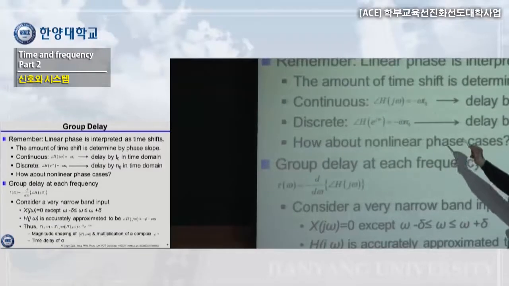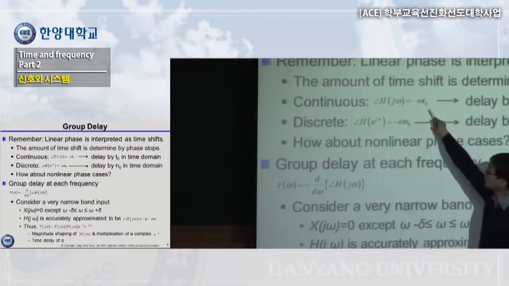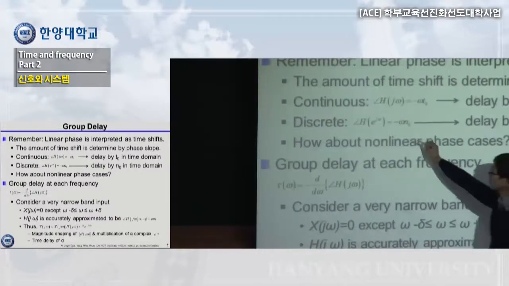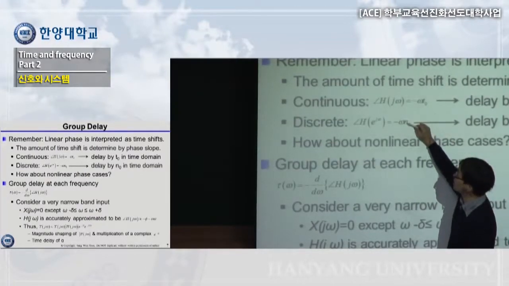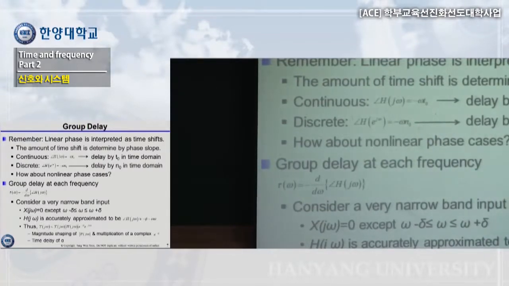So from this relationship, in case of continuous time, which is shown here, they delay by t0 in the time domain. Meaning that the slope of this relationship determines how much they shift in time. Likewise, in discrete time, t0 changes to n0, which corresponds to n in discrete time, delayed by n0 in the time domain, which is the same relationship. So in case of time shift, how much they move in time is determined by the slope of the phase. That's how you can see it.